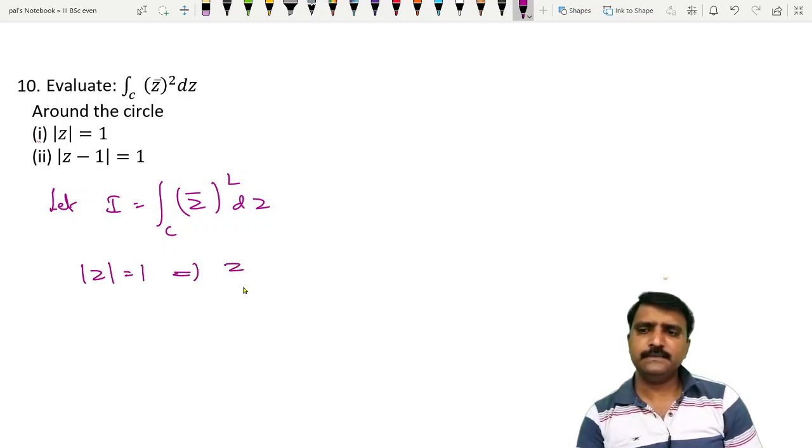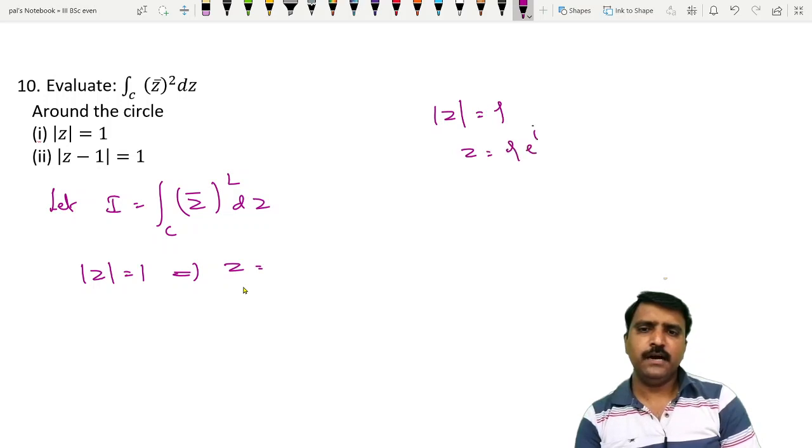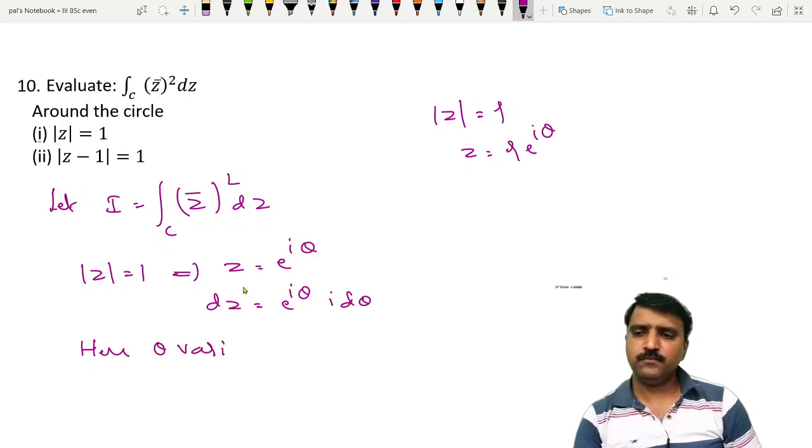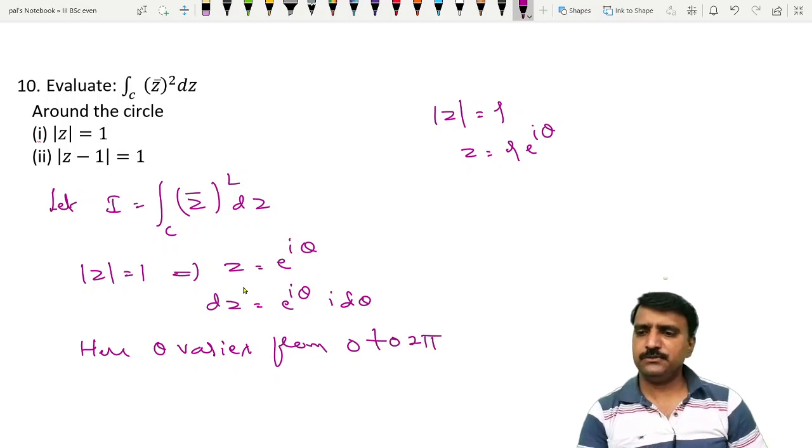If mod z is r, you can write z is equal to r into e power i theta. Similarly here, in place of r it is 1, so it is e power i theta. So then what is dz? Dz is e power i theta into i into d theta, the differentiation. So if you substitute this, for the complete circle, theta varies from 0 to 2 pi.